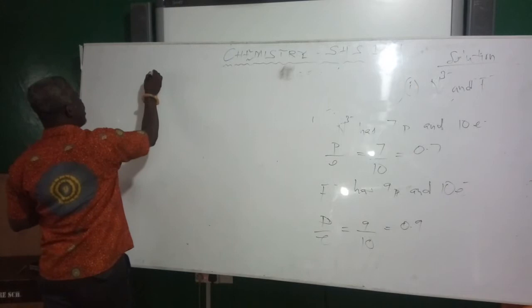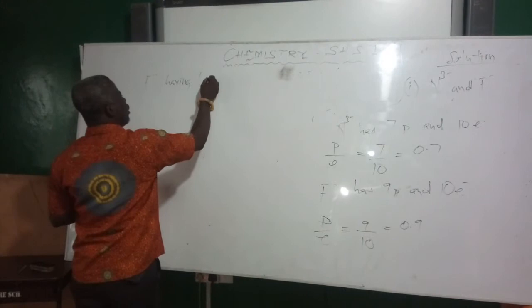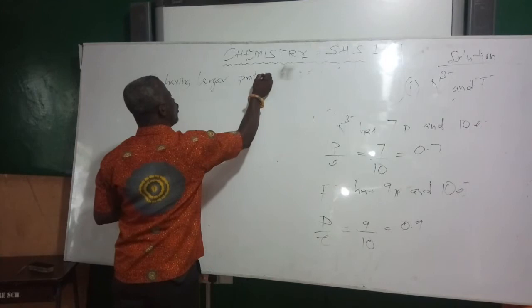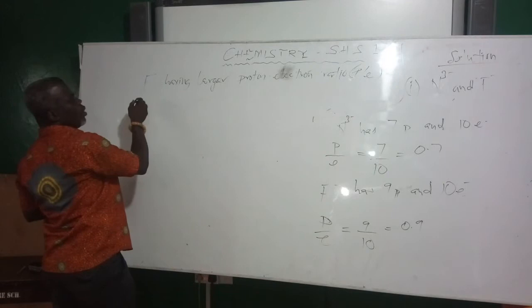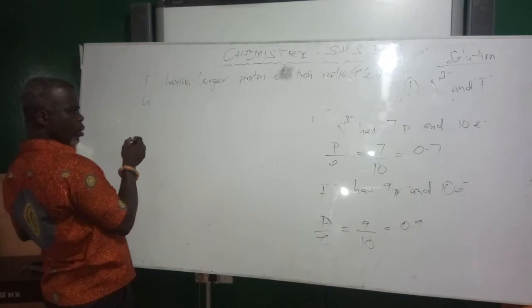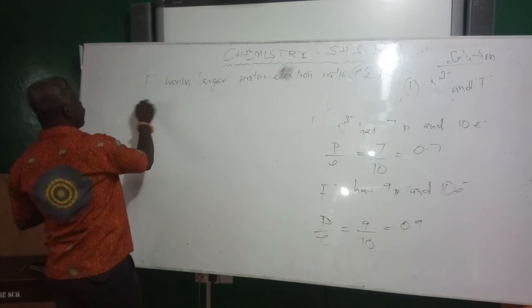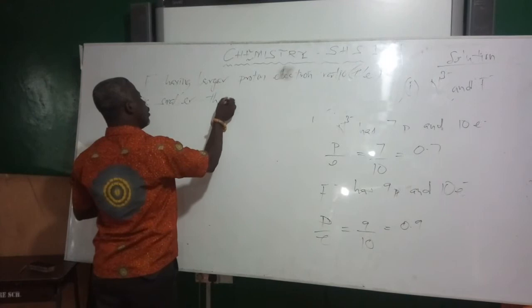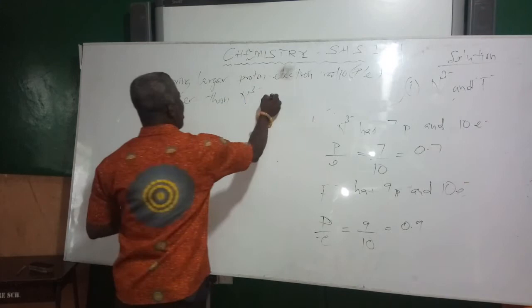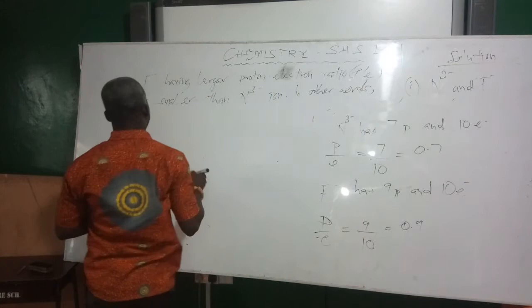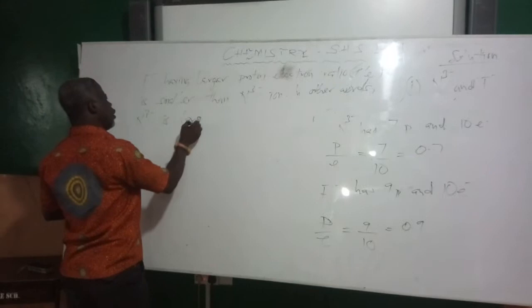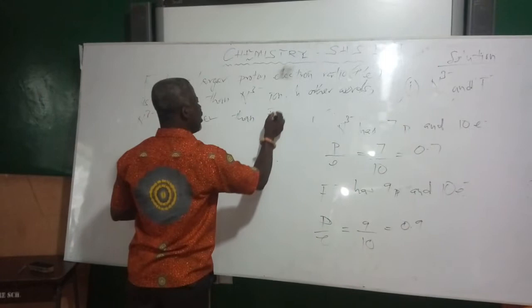So fluoride, having a larger proton-electron ratio, that's P over E, is smaller than the nitride ion. In other words, nitride ion is larger than fluoride ion. I hope you're following me.